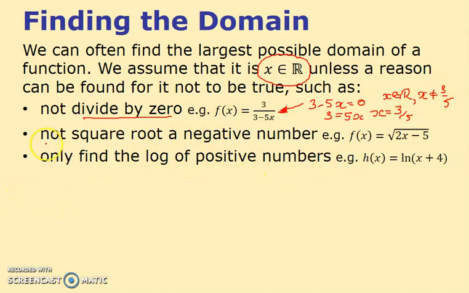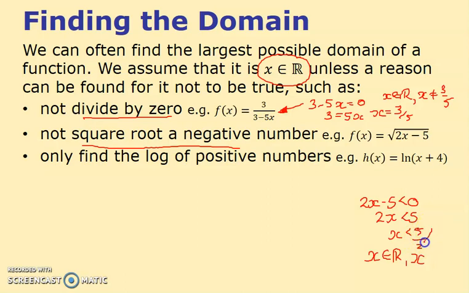Likewise, you're not allowed to square root negative numbers, so square rooting a negative is bad. Look at this function, f of x is the square root of 2x minus 5. If 2x minus 5 was less than 0, I couldn't square root it. So 2x is less than 5, because the 5 moves over, so x is less than 5 over 2. If I get any number less than 5 over 2, I will have a problem. So here the domain would be x belongs to the real numbers, but x has got to be greater than or equal to 5 over 2. It can be equal because you can square root 0.